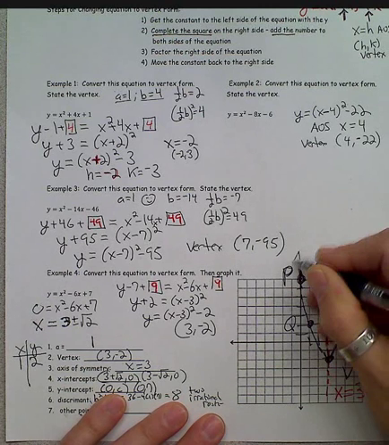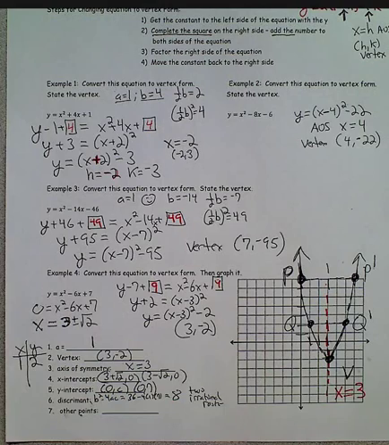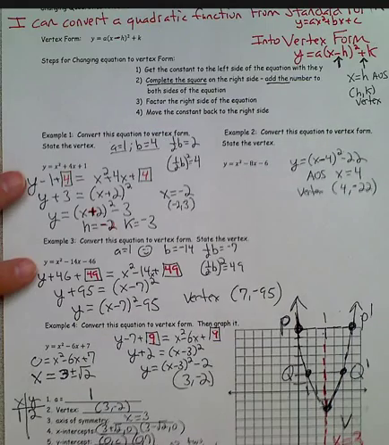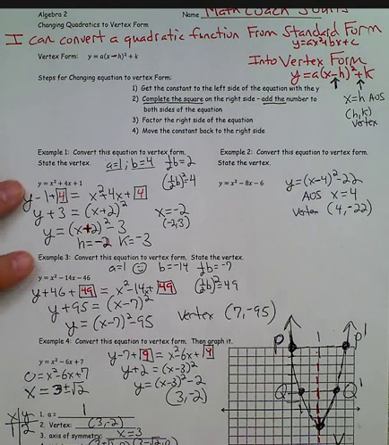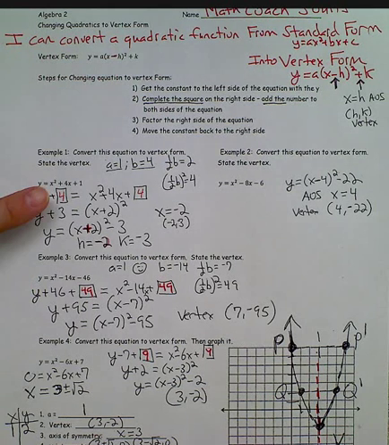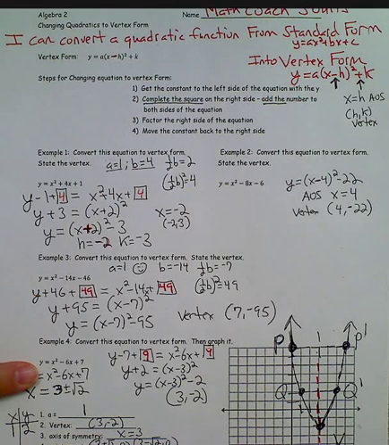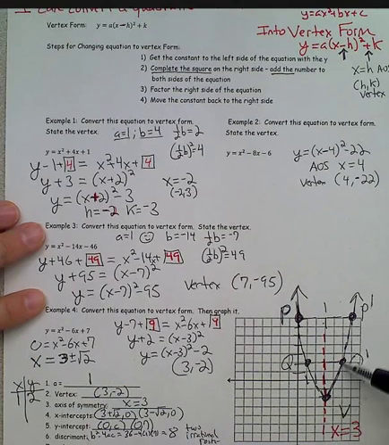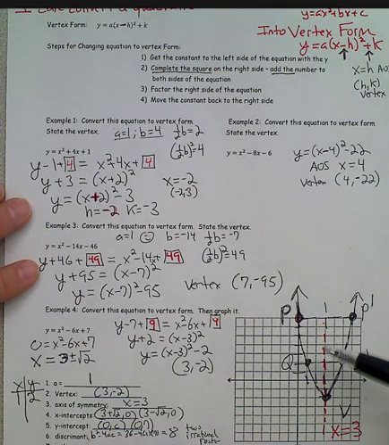And there you have it, students. This was a complete worksheet on I can convert a quadratic function from standard form into vertex form. We have the steps. We have 1, 2, 3, 4 examples, also with an example of finding the vertex, reflective points, and the axis of symmetry, and the y-intercept.